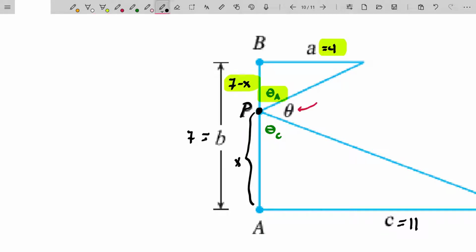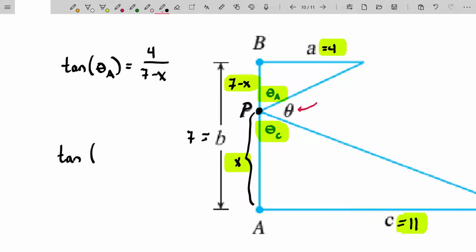So off to the right, or left, sorry, here, I'm going to go ahead and write the tangent of theta sub A is going to equal 4 over 7 minus x. Also, using the same logic, the tangent of theta sub C is going to equal 11 over x. So there's another relationship there that relates these angles to x.